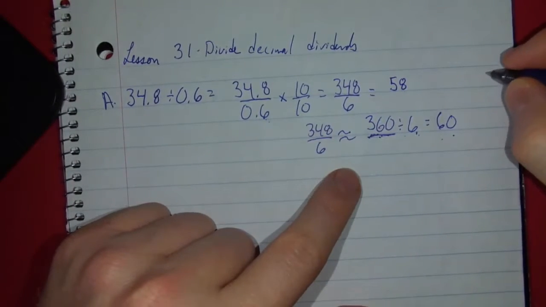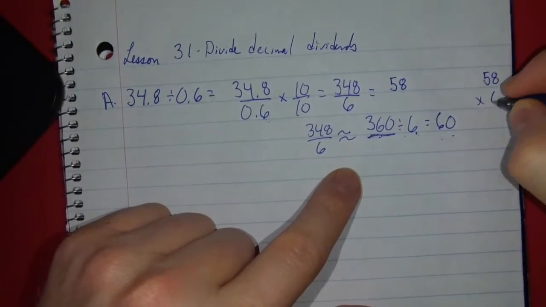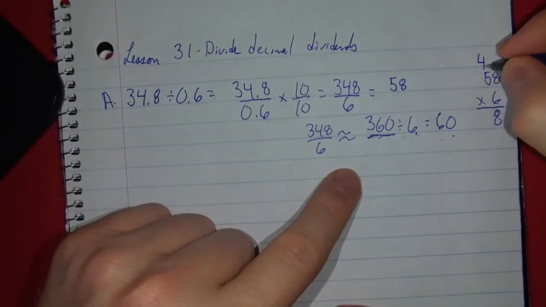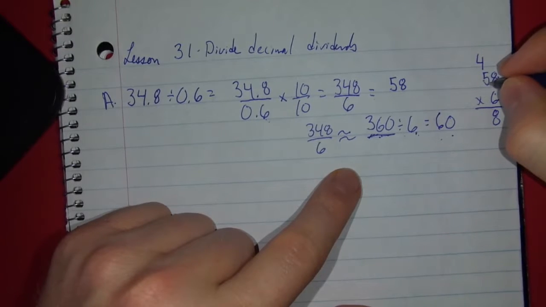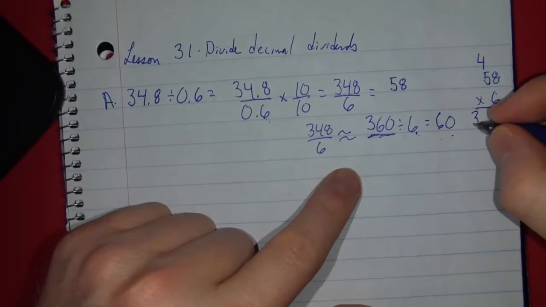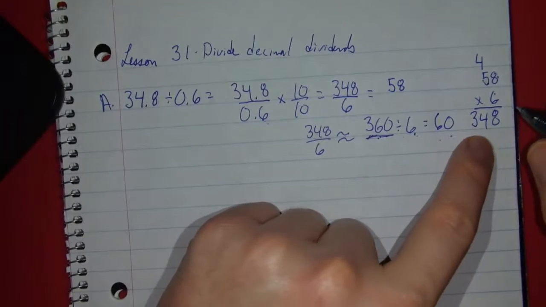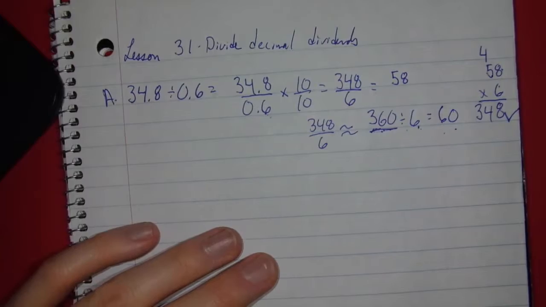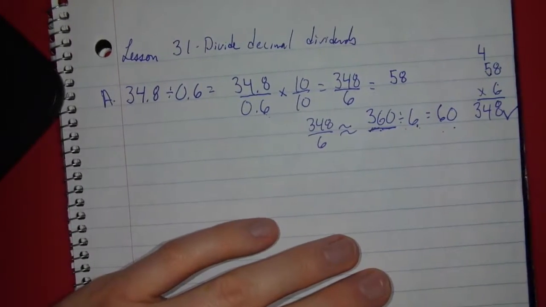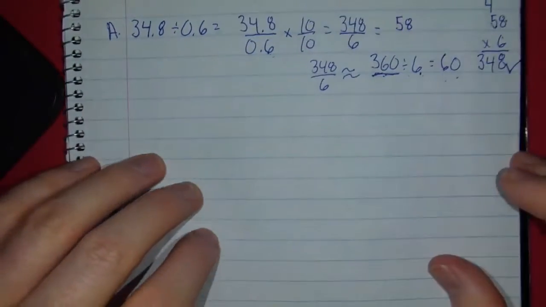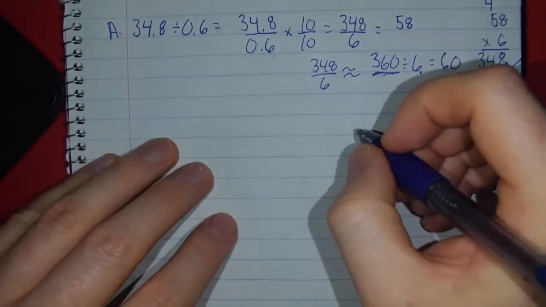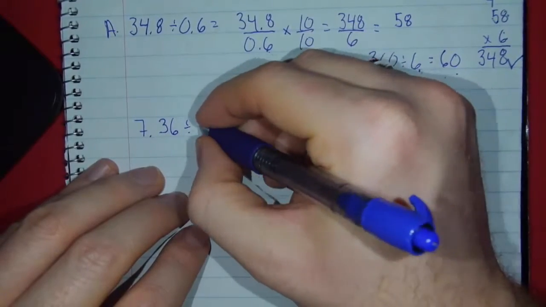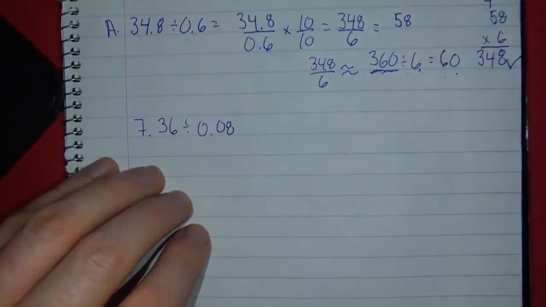I'm going to double check my math, though, to make sure I did this correctly. And so 6 times 8 is 48. 6 times 5 is 30. Plus 4 is 34. 348. So this one is correct. I'm now going to try problem B, which is very similar. And that problem B is 7 and 36 hundredths divided by 0 and 8 hundredths.